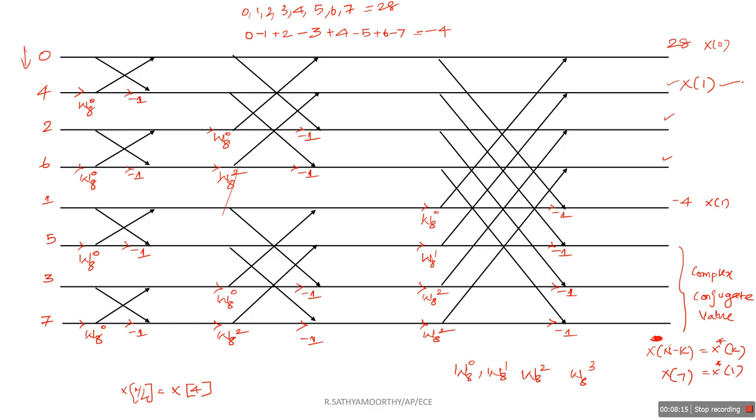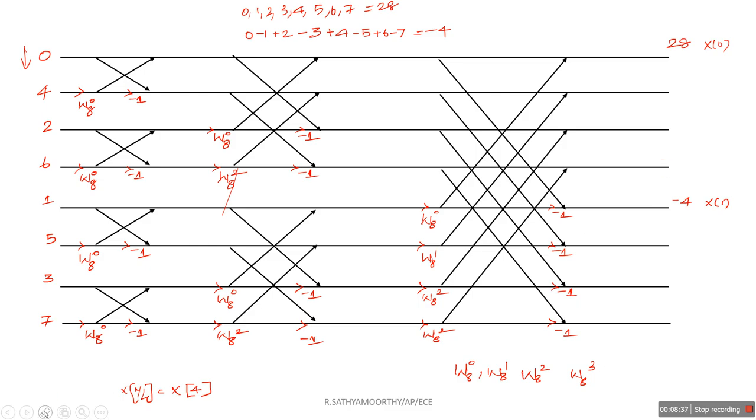If I take the complex conjugate of x of 1, that is the value for x of 7. Okay, simple. So now I am going to calculate the values for x of 1 through x of 3. The remaining values are complex conjugates. Now what is x of 1? That too is even easy. I'll tell you the shortcut.